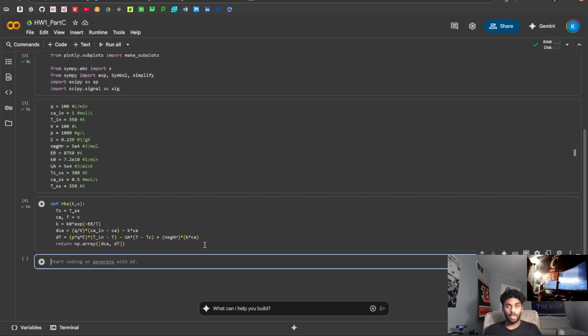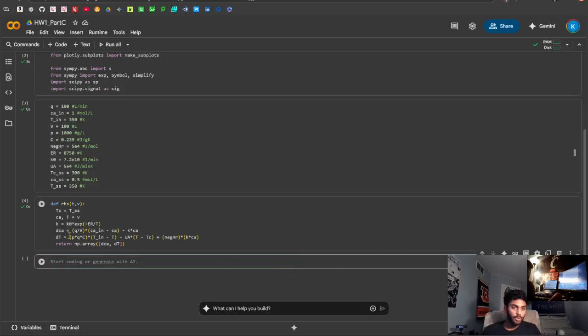So now we should have a function fully coded out for us to use solve IVP to give us an array of plots over a given period of time, which we can then plot out onto two separate graphs to show our dCA and our dt.